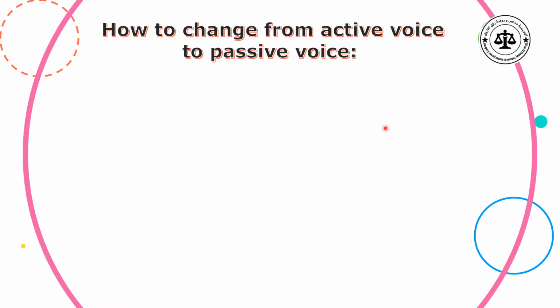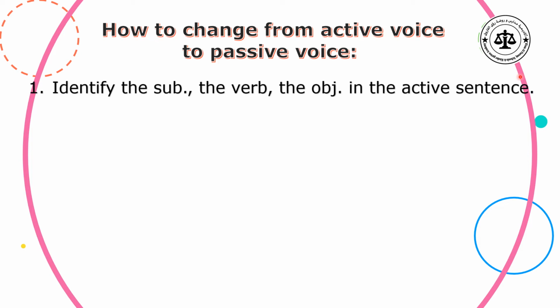And now let's know the steps to change the sentence from active voice to passive voice. The number one, we should identify the subject, the verb and the object in the active sentence. نعين subject, verb, object. Look at this sentence. The boys ate the cake. The boys is the subject, ate verb 2, and the cake is the object.